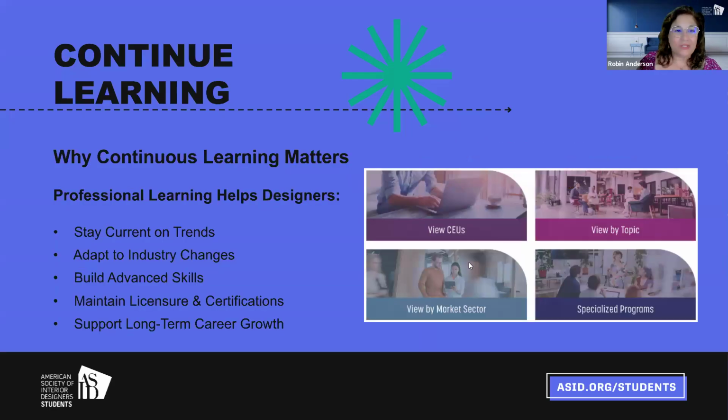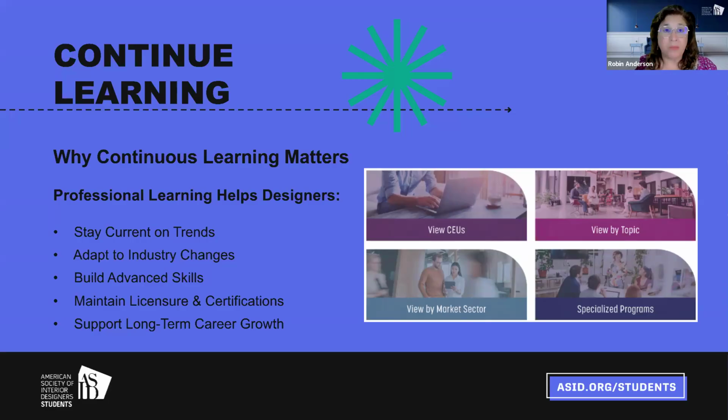So, why does this all matter? Well, like I said, you're going to be a lifelong learner. Professional learning doesn't stop right from earning your degree. Because of things like current trends, economic changes and outlooks, there are adaptations to industry, and you need to adapt your practice with that and stay current with changes in codes.